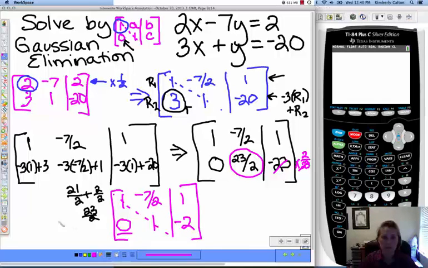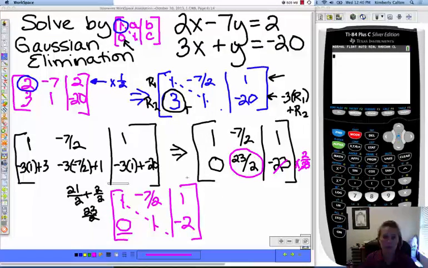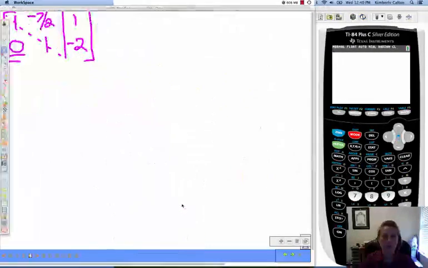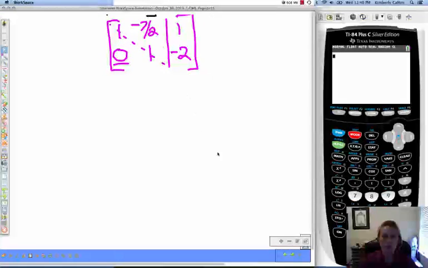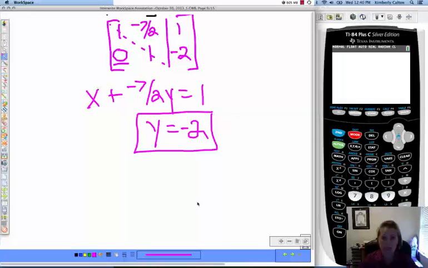So now we just simply need to solve. So I'm going to put this on the next slide. So we're going to solve now. So we have x plus -7/2 y equals 1, and y equals -2. Well, great, we know what y is. That's perfect. So now we're just going to do x plus -7/2 times -2 equals 1.